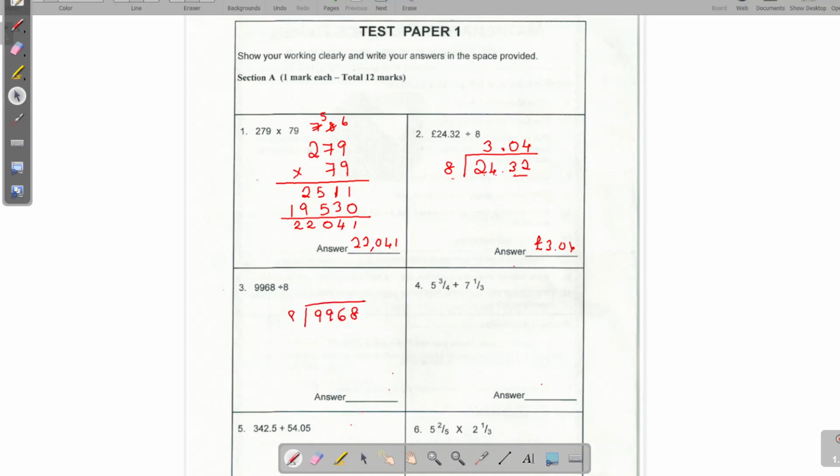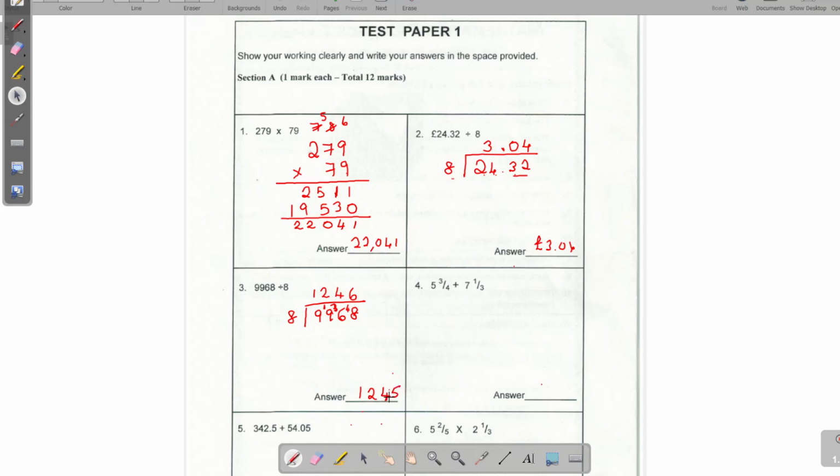9968 divide by 8. 8 will go into 9 1 time. Remainder 1. 8 will go into 19 2 times. Remainder 3. 8 will go into 36 4 times. Remainder 4. 8 will go into 48 6 times. So that's 1 2 4 6.